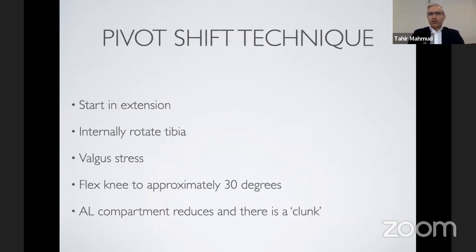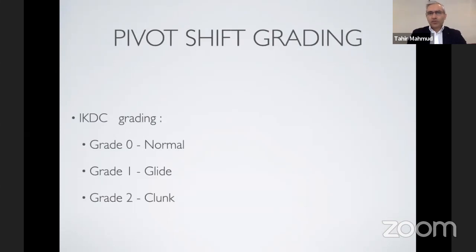So I'll demonstrate this with a video, but I'll just talk you through it. We will start with the knee in full extension. We will internally rotate the tibia to sublux the anterolateral tibia with respect to the femur. We're going to apply valgus stress, and then we're going to flex the knee. And when we get to around 30 degrees of flexion, we can see a palpable clunk. The word to describe that movement is a clunk, and we can see it at around 30 degrees as the knee joint reduces back to its normal position.